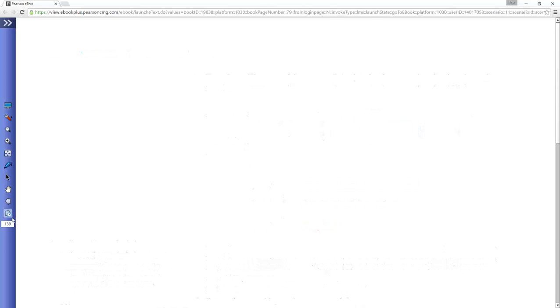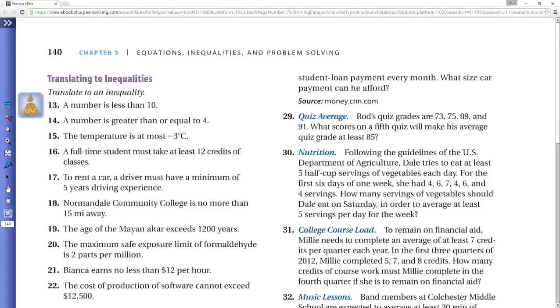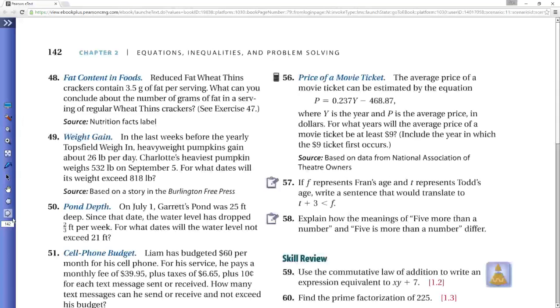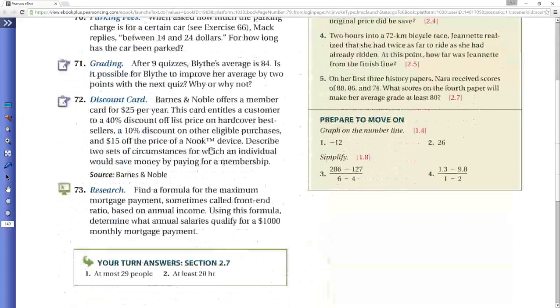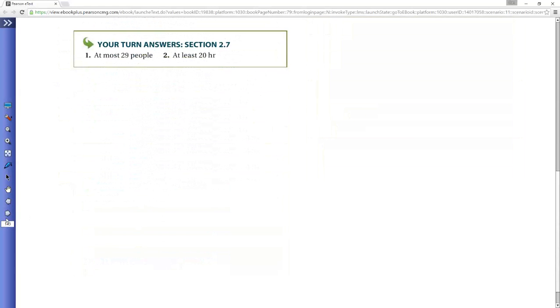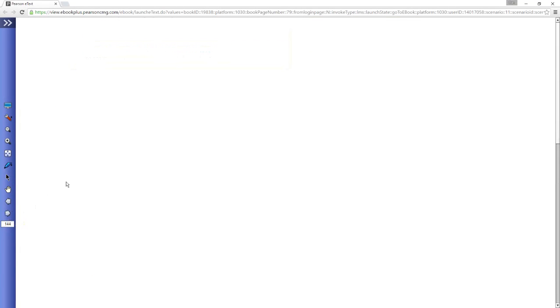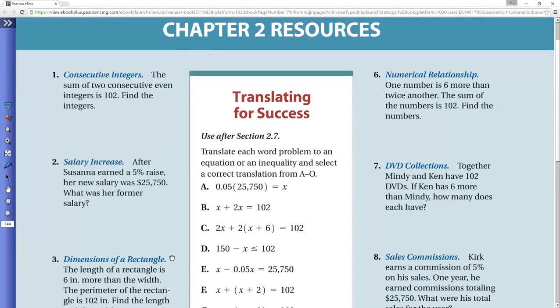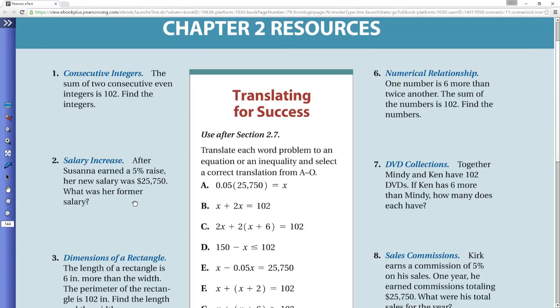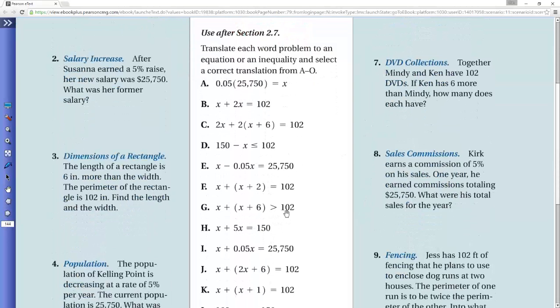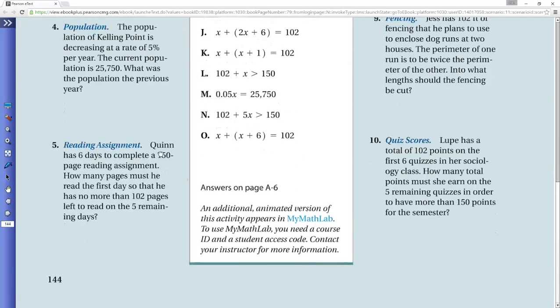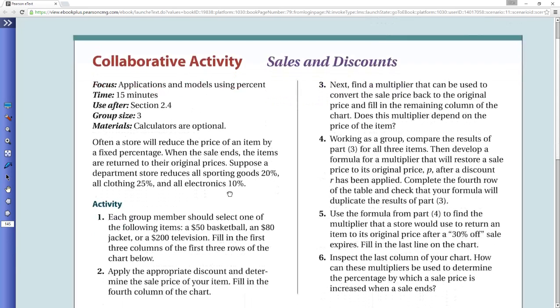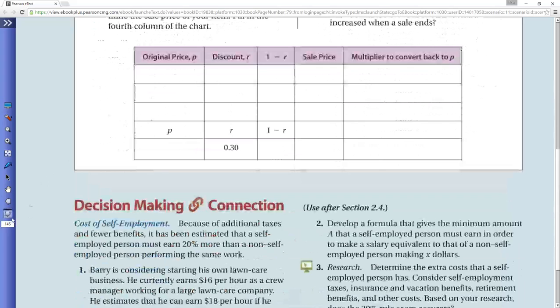And I think that's pretty much a chapter, other than they might go into some applications here at the end of this thing. So that's chapter 2. Very good resource here. It talks about consecutive integers, a lot of useful things for translating. And they've got some other activities here.